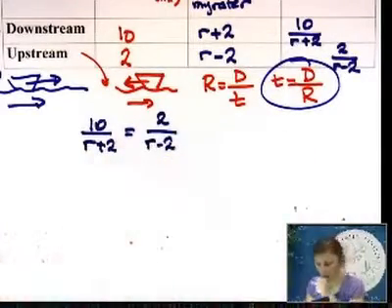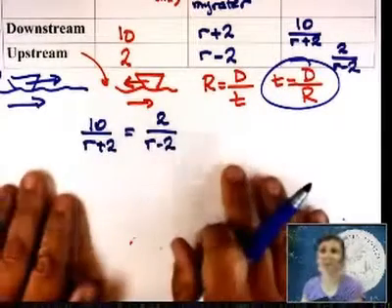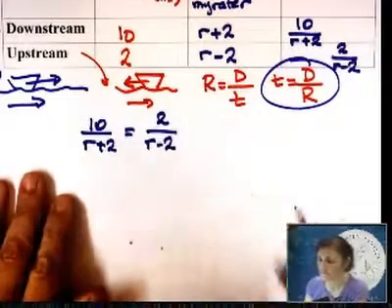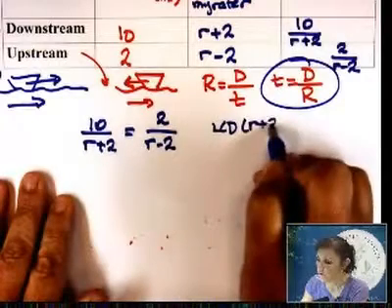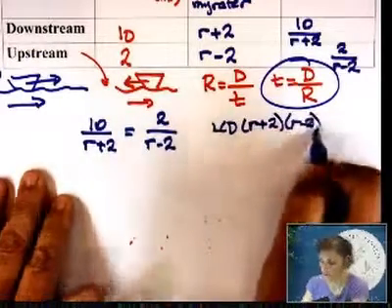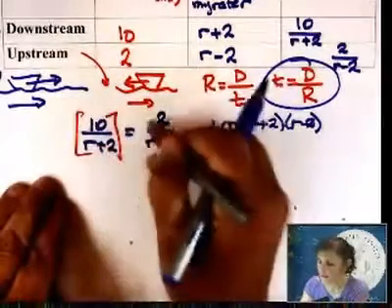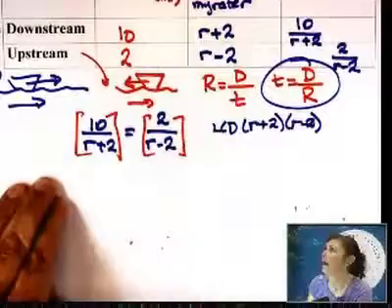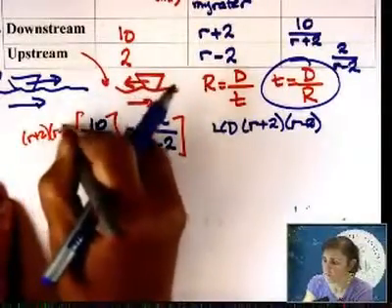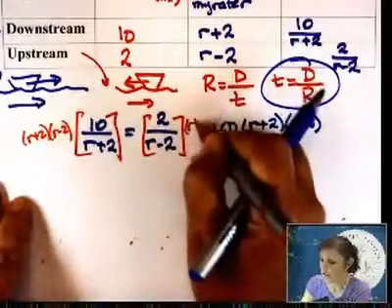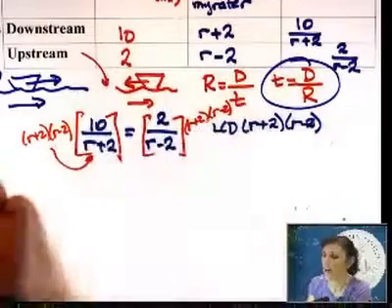And guess what? I have now a rational equation. What is my LCD? My LCD is R plus 2, R minus 2. What was I used to do? You just simply put your brackets and multiply by my LCD, R plus 2, R minus 2. Okay, now let's fold this up.